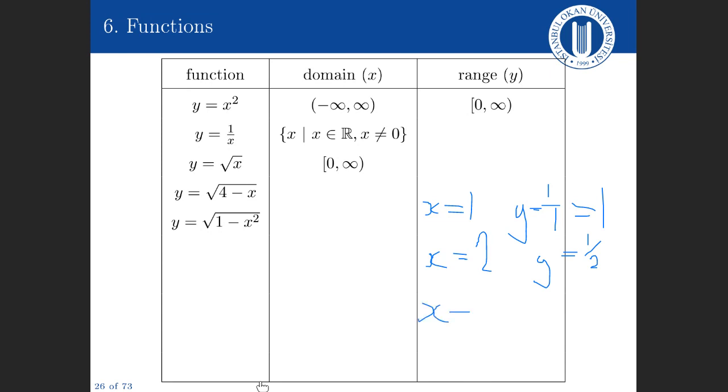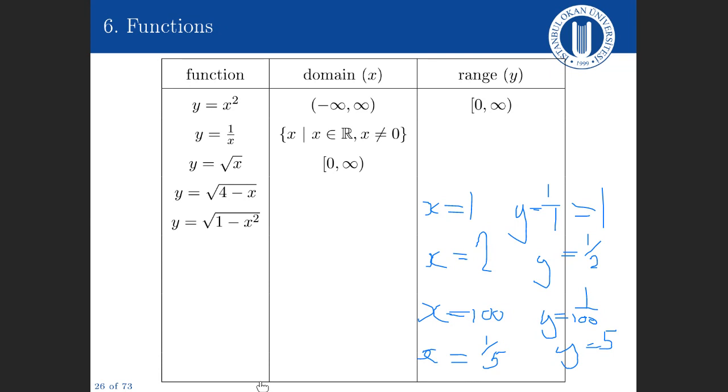I might take x is 100, but then y is 1 divided by 100. So 1 divided by 100 must be in the range. I could keep taking x bigger and bigger and bigger, and y would get smaller and smaller and smaller, but would not be 0. Or I might say, what about x is, let's say, a fifth. y is 1 divided by x, so then y is 5. If x is 1 divided by 1,000,000, then y is equal to 1,000,000. So 1,000,000 must be in the range.